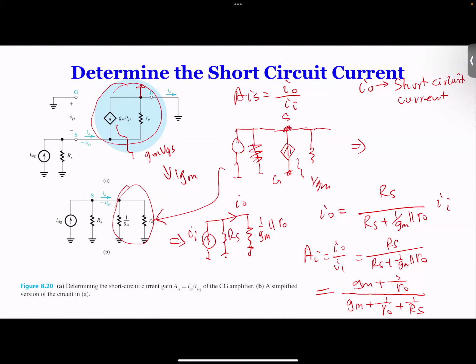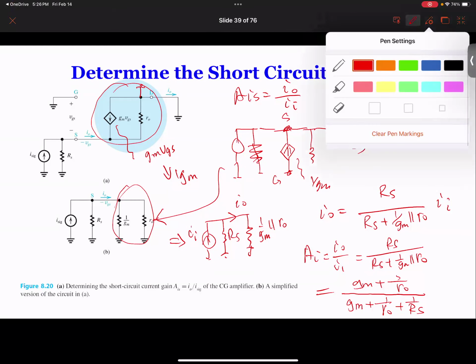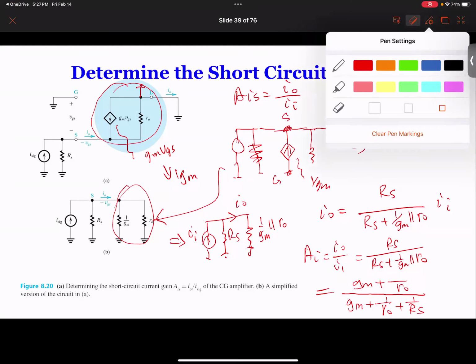What's the value of R naught? You mean here? As 1. Yeah, 1. Okay, sure. Let me make this. This doesn't look like 1.